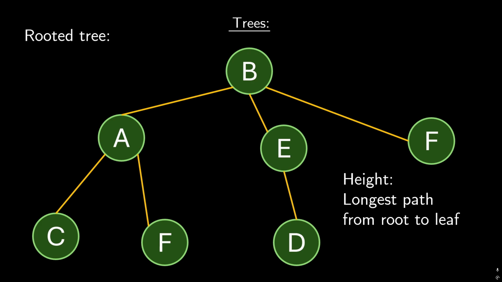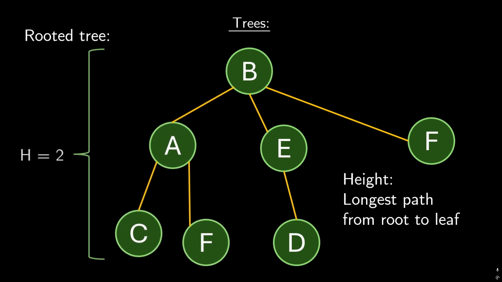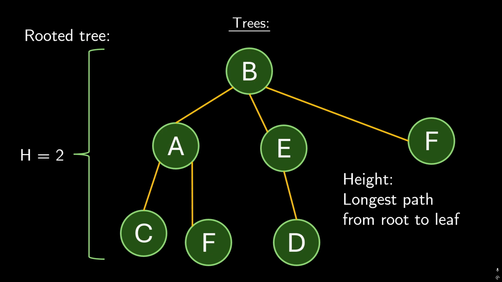Okay, so in this example that I have here on the screen for you, the height of the tree is going to be 2. Okay, so why is it 2? Because the longest path that we're going to take could either be BAC or BAF or BED. Right, so we took 2 edges, so the height is 2.